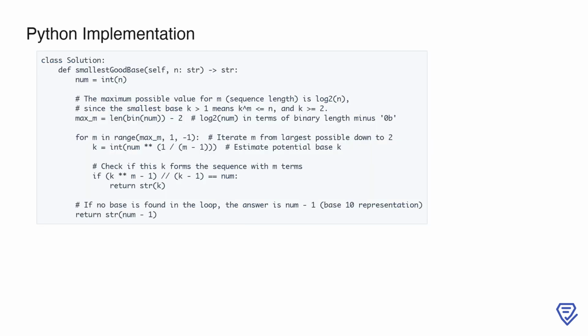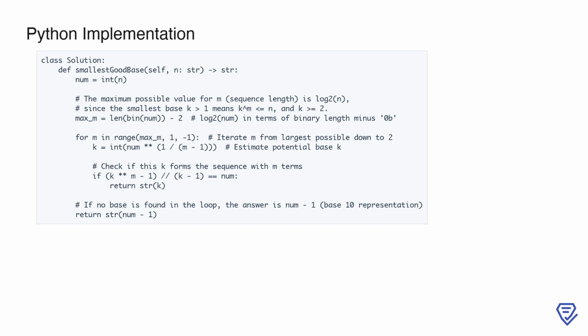This implementation solves the problem of finding the smallest good base for a given number n efficiently by leveraging properties of geometric series. Here's a detailed explanation of the code. 1. Input parsing: the input n, as a string, is converted to an integer for mathematical computations. Python: number = int(n).